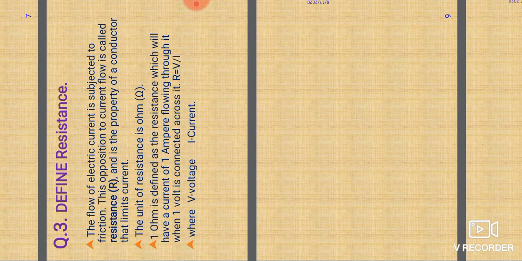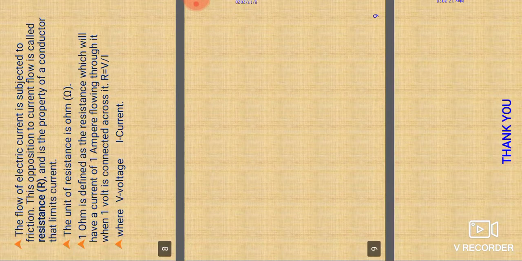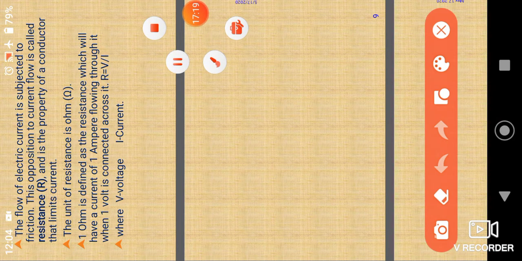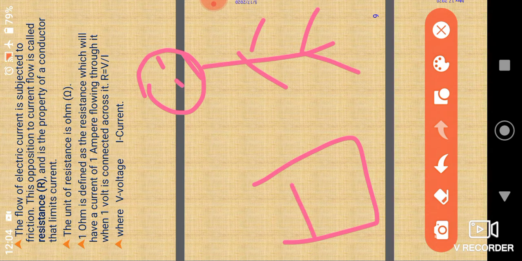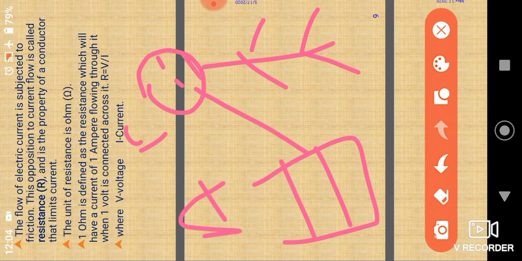So at last we have learned and understood 3 things: what is voltage, what is current, and what is resistance. Again I will repeat, these are the points to remember for you. Suppose there are 2 points. In between these 2 points are connected with the help of 1 wire. This is point A, this is point B.